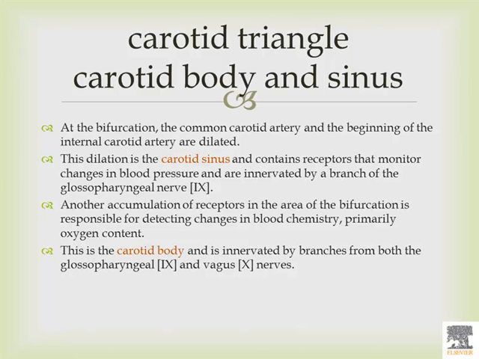The carotid sinus contains receptors that monitor changes in the blood pressure. The carotid body has chemoreceptors that monitor the gas concentration such as oxygen and carbon dioxide content within the blood. So these are both structures that are present within the common carotid artery before the bifurcation into internal and external carotid artery. Now, the carotid sinus is provided innervation by 9. The carotid body is provided innervation by 9 and 10.